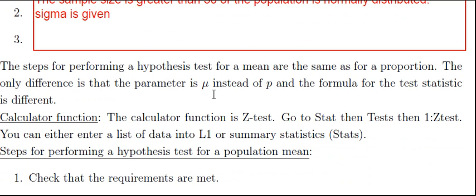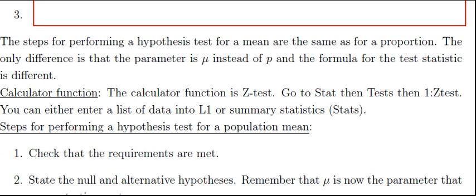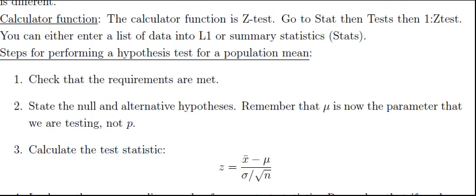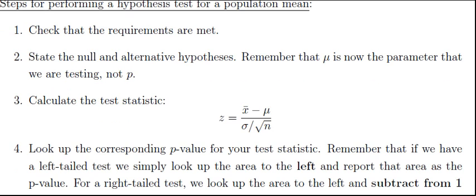Again, we're going from the parameter P to the parameter mu. So that's going to go in our null and alternative. And then, of course, our formula is going to change. I'll show you how to do that on a calculator when we work through a problem. But the steps are very much the same. You check the requirements. Those are the three things we just said. You state the null and alternative. Now you're testing the parameter mu instead of the parameter p. You calculate the test statistic. So our formula is going to be different. We have x bar instead of p hat, and we have the parameter mu and sigma in there.